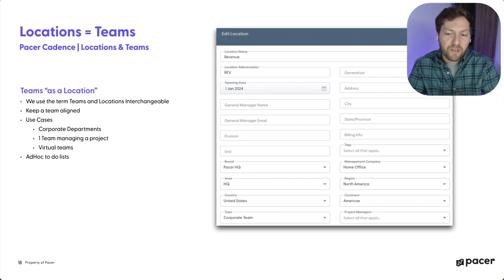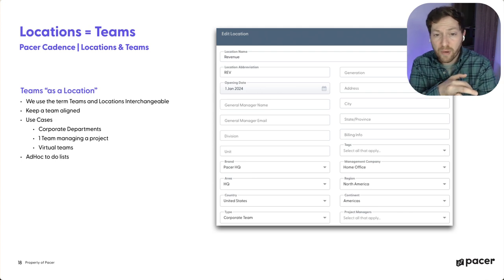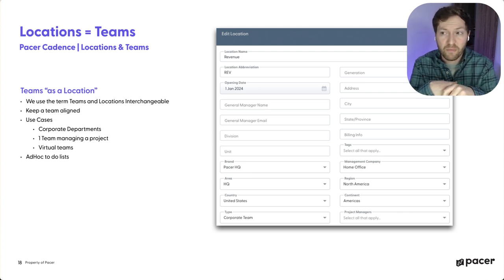At the bottom of the screenshot, you might notice that I still have to fill in brand, area, country, type, management company, region, continent, all that. What I've done, since I want to start adding teams as locations in my subscription, I want to create a team for revenue, a team for the corporate food and beverage, a team for maybe just general managers only. You could create a team for anything. We'll talk more about use cases, but I need to still fill out my brand and area items.